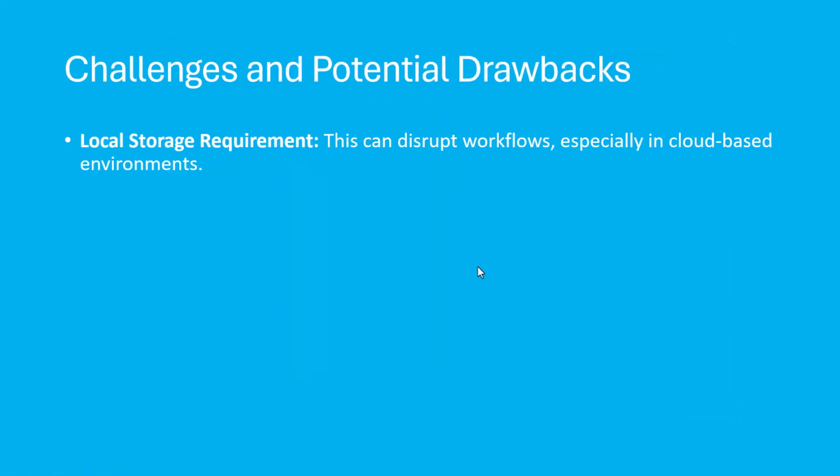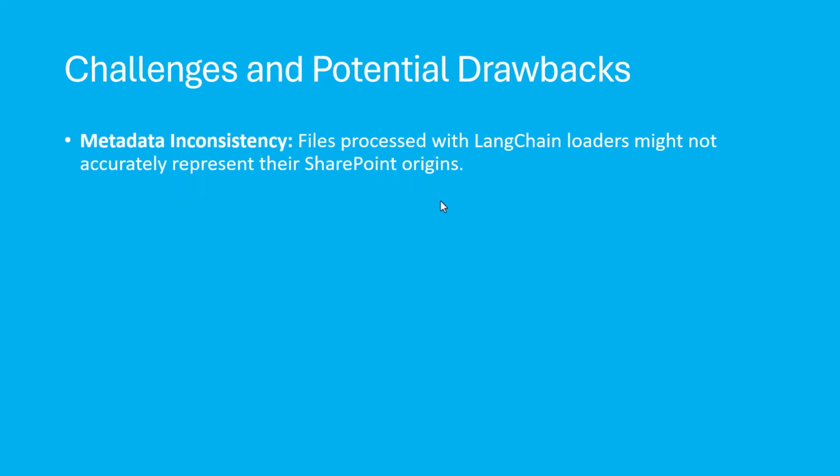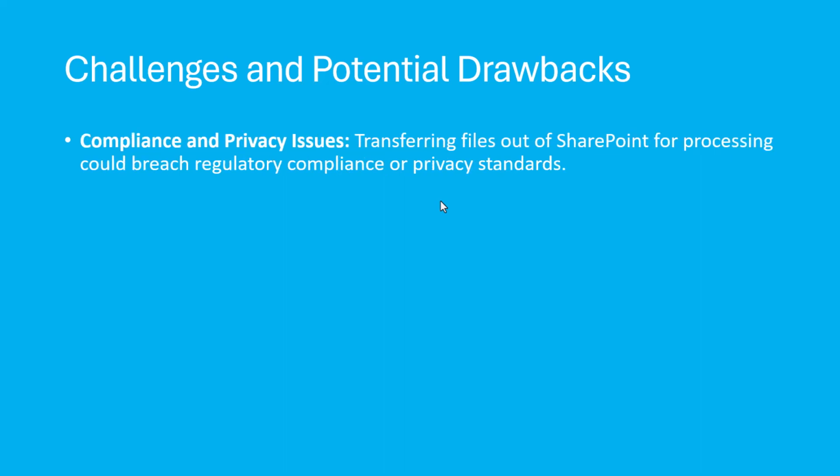Here are some challenges and potential drawbacks. First, they require local storage. This means that you have to download the file locally before you can process it. This could be a security risk if the file is not properly deleted. Metadata inconsistency. When creating embeddings, you want to be able to access in the metadata the original file location and potentially the page number. Integration complexity. Integrating loaders for SharePoint can be complex, often requiring additional configuration and coding. Compliance and privacy issues. Transferring file out of SharePoint for processing could breach regulatory compliance or privacy standards.